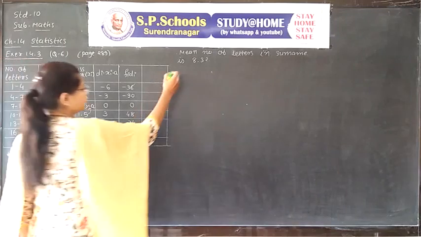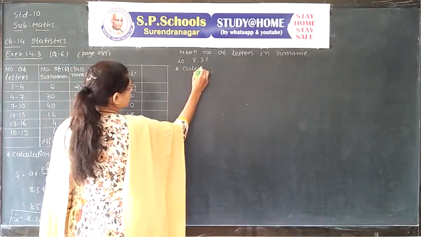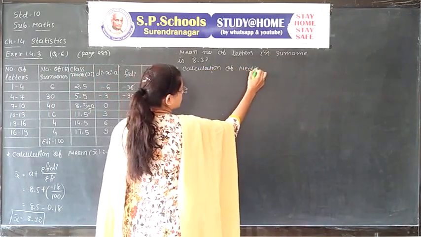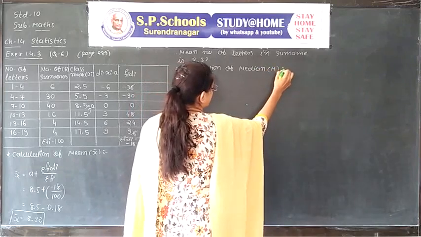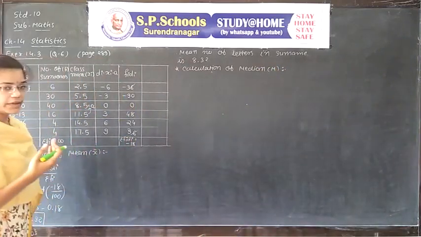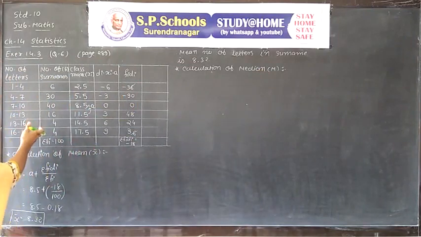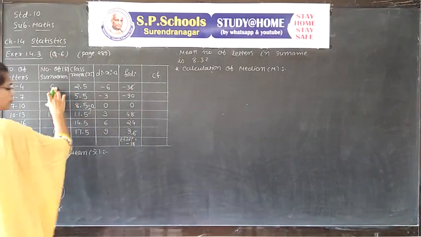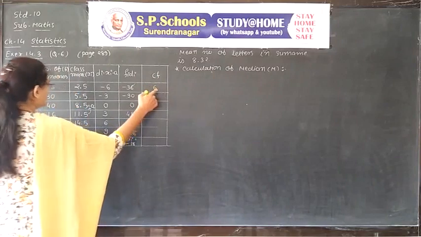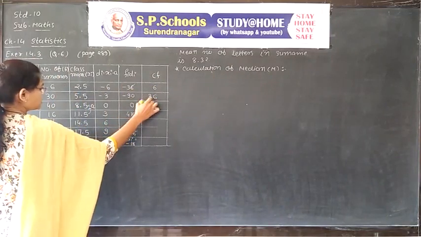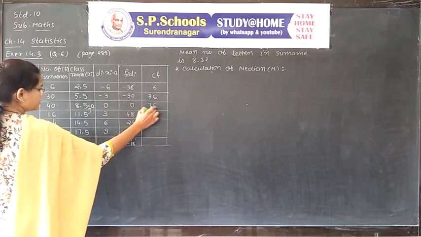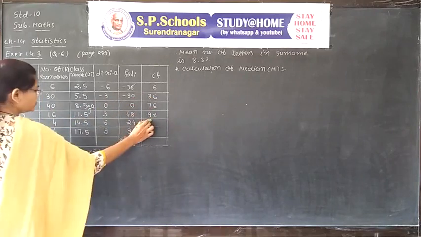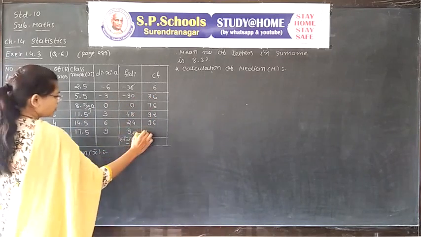Now we calculate the median. Calculation of median. Median is denoted by capital M. For the median we require class intervals, frequency fi, and the last column is CF. To find the CF, less than type CF: 6 as it is, 6 plus 30 is 36, 36 plus 40 is 76, 76 plus 16 is 92, 92 plus 4 is 96, 96 plus 4 is 100.